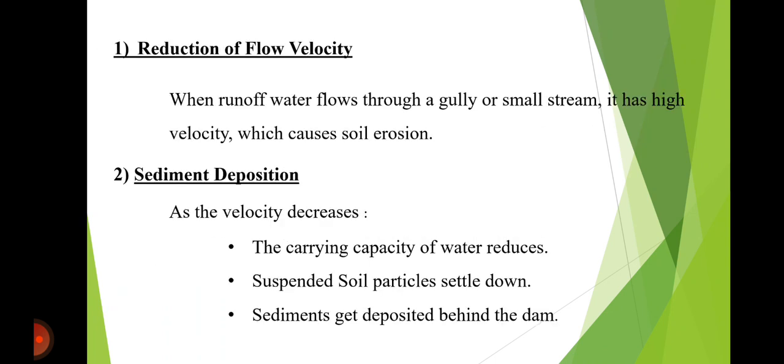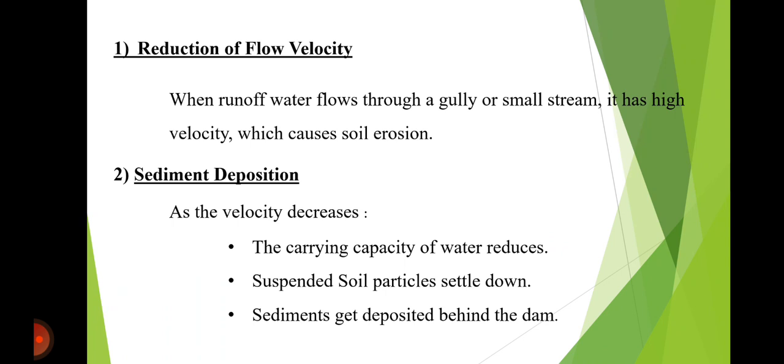First is the collection of runoff. During rainfall, water flows over the land surface and enters the gully or drainage channel. As the runoff enters the area behind the check dam, its flow begins to slow.